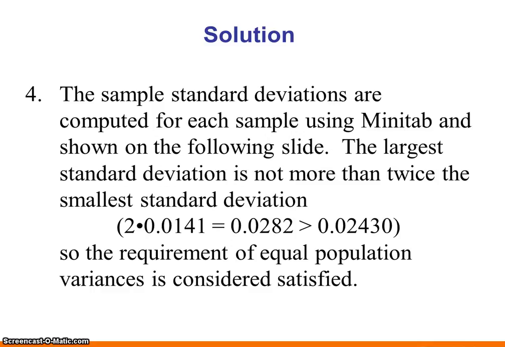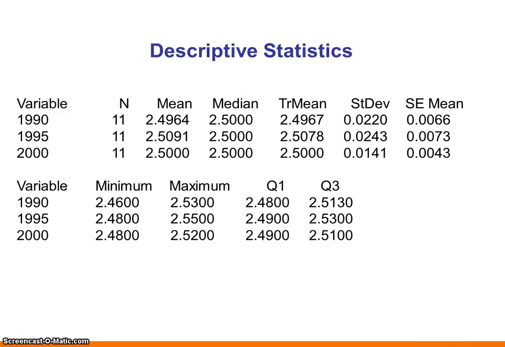So the sample standard deviations computed from each of the samples, we're going to just use a computer program like Minitab or something, will be shown on the next slide here. And the largest standard deviation is not more than twice the smallest standard deviation, so the requirement of equal population variance is considered to be satisfied. So again, you'll notice that here's the standard deviation from each one, right? And you can see that it does satisfy the conditions.